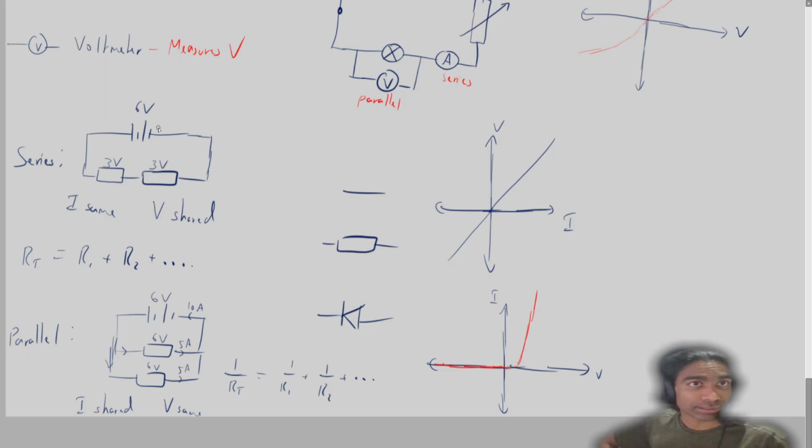But in a parallel circuit, if one of those resistors or bulbs breaks, then the rest of the circuit will still work. That's the advantage of a parallel circuit as opposed to a series circuit. So there's a time and a place for when you might want to use a parallel circuit compared to a series circuit instead.